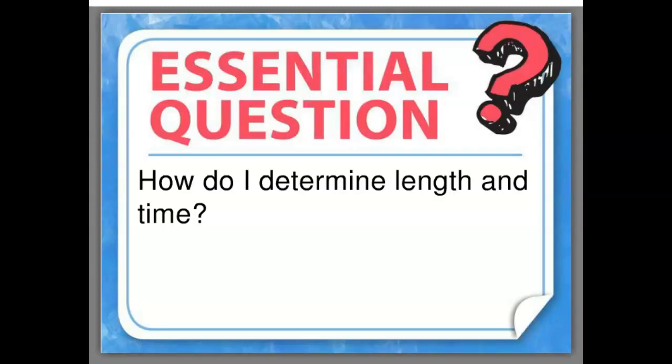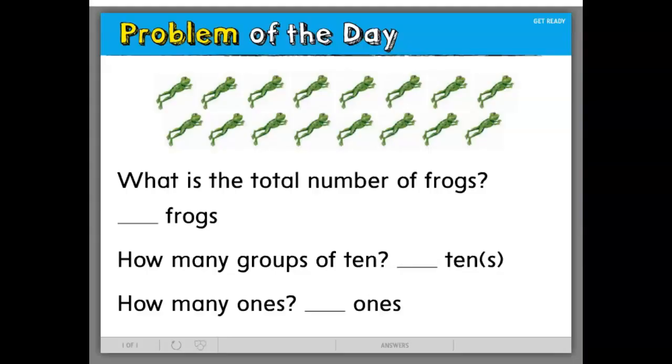Our essential question for this whole chapter has been, how do I determine length and time? So we focused on length for a few lessons. Now we're moving on to the time part of this. This is just a review problem that you can do really quick. It says, what's the total number of frogs? Maybe you can find a quicker way to count them than by counting each one. So I'll give you some time to do that.